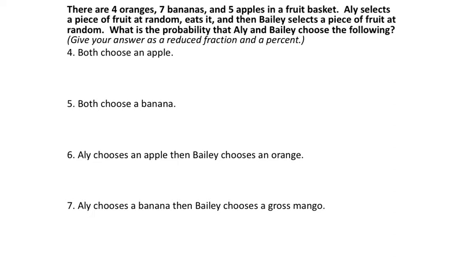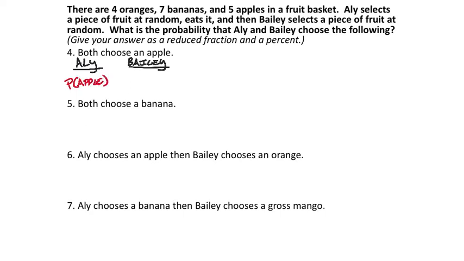It looks like Allie will always go first, and then Bailey will go second, but order is not really going to matter for us, except on 6 and 7. So let's start with number 4. We're going to start with Allie first. Allie goes first, and then Bailey will go. We're looking for both of them to choose apples. So, what's the probability that Allie chooses an apple first?